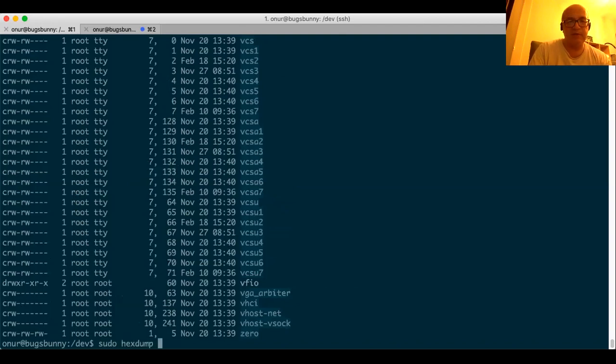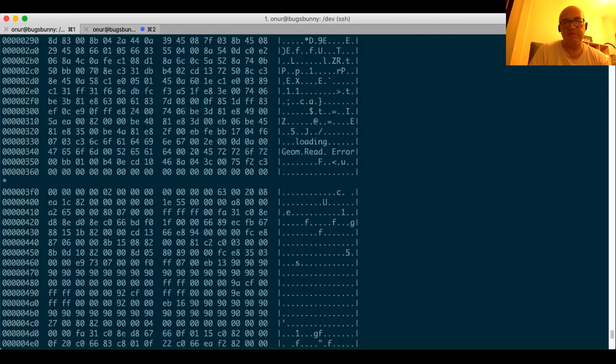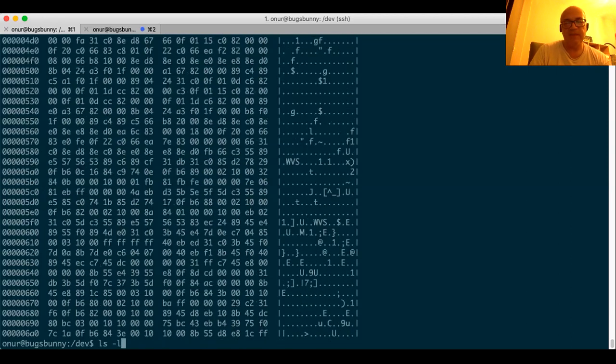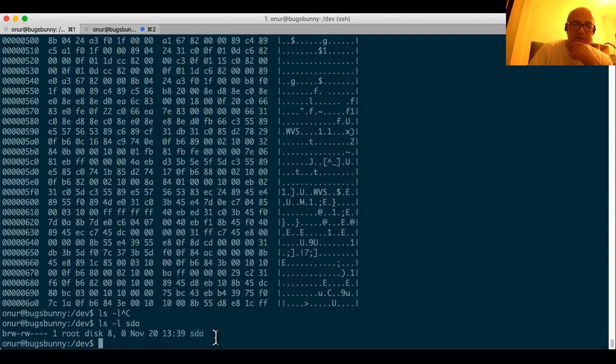I can actually do another thing, for example. This is SDA. SDA is my boot disk in the system. And if you do so, you can see the first blocks of your hard disk. So you are actually reading a file in your file system. That is a block device. So it is actually a hardware device. And this 8 is the thing I'm going to mention in the next slide.